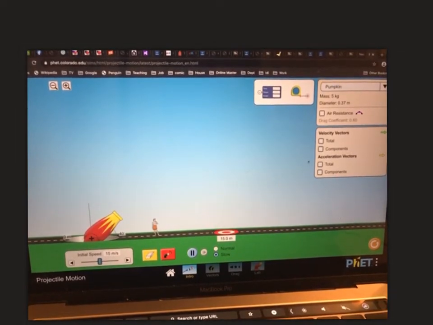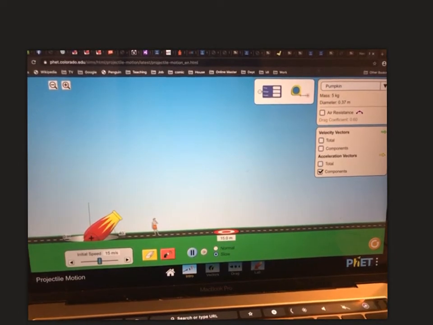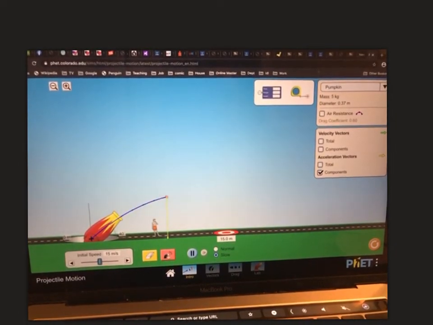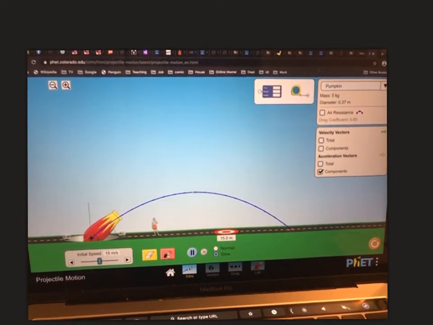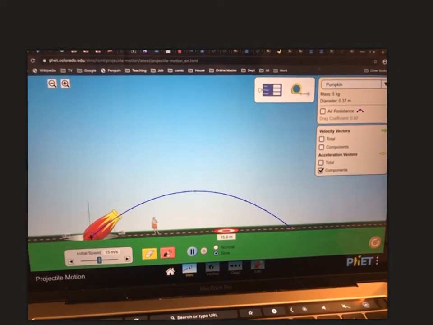Alright, so right now we're going to focus in on acceleration. So we're going to show the components of the acceleration. Alright, so we're going to fire. And notice that the acceleration is pointing in the negative y direction still. And the reason for this is, remember, the only force acting on the object is the force due to gravity, which remember acts towards the center of the earth. There is no acceleration in the x direction. There's nothing pulling the object sideways.